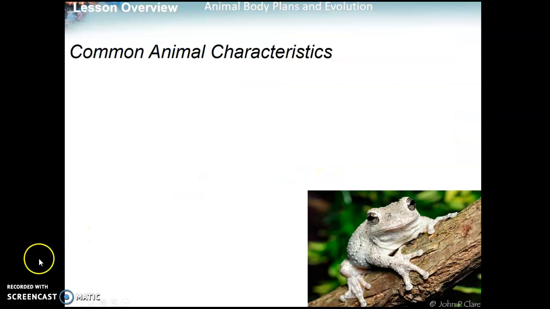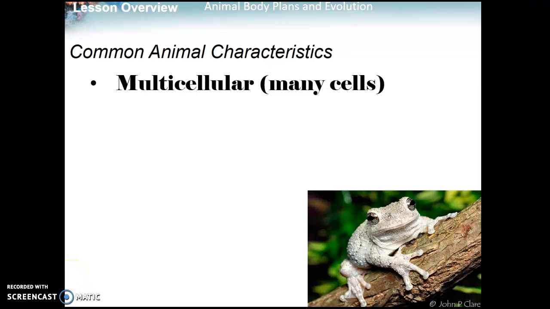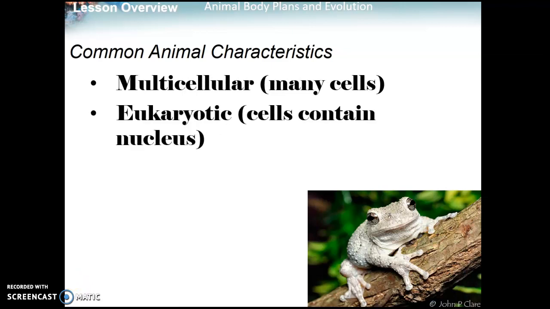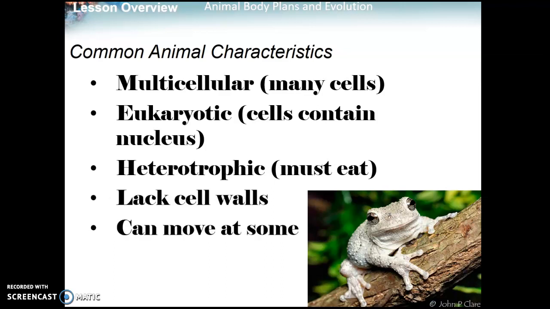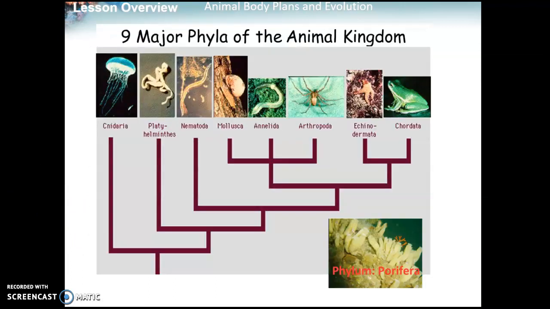So here are some common animal characteristics for your study this week. Animals, remember, are multicellular. They're eukaryotic. They have to find their own food, so they're heterotrophic. They don't have cell walls, and they can move at some point in their life. There are some animals as adults that cannot move from their location, and you'll study that this week.